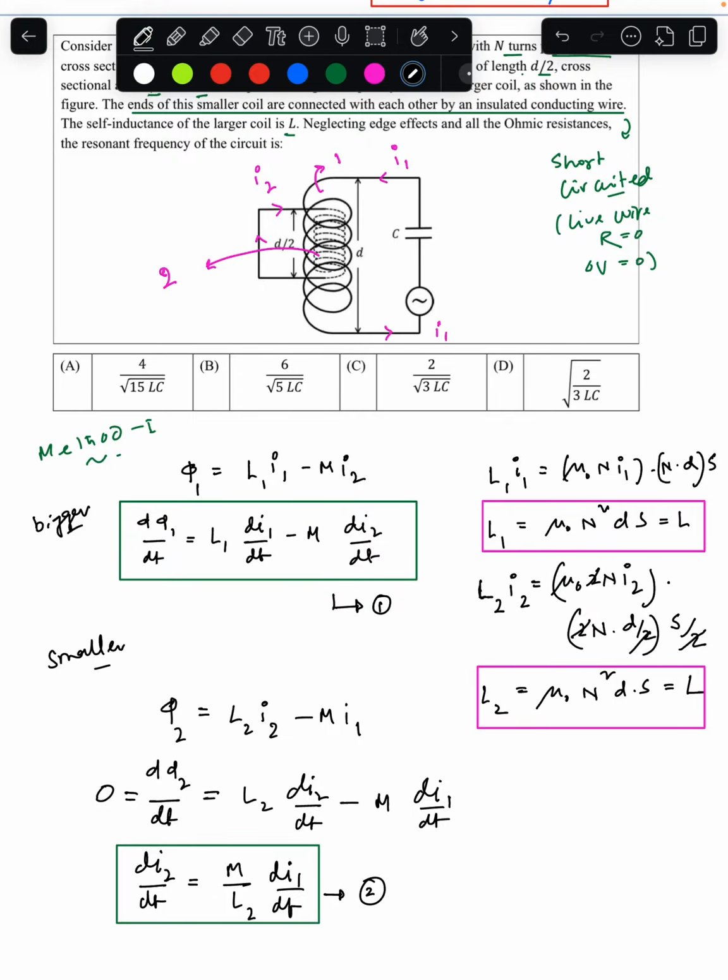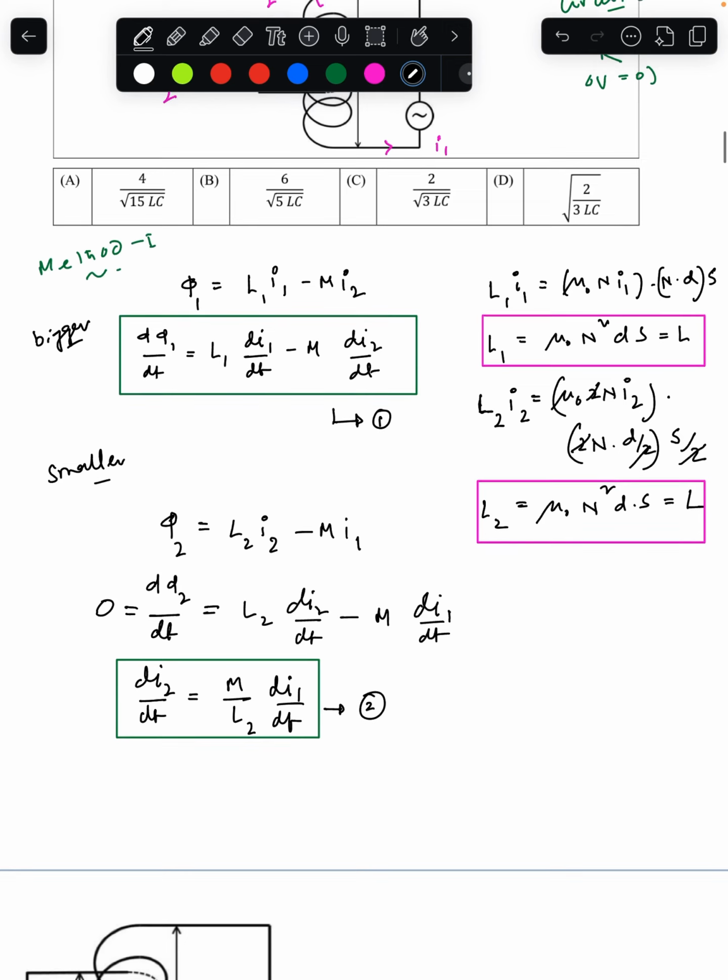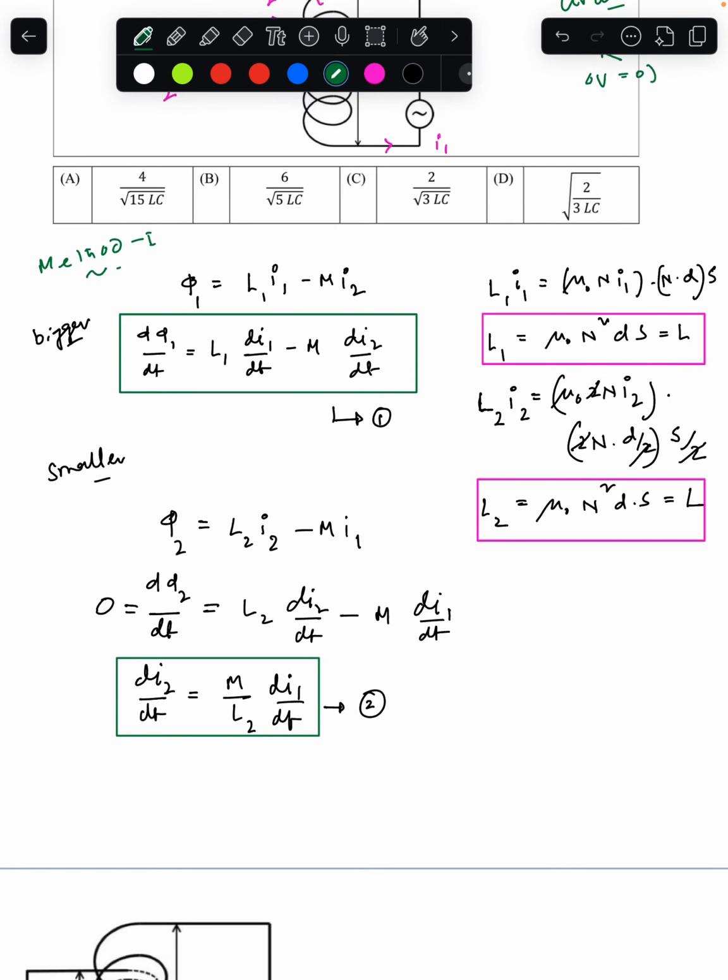Now I will go back to equation number 1 once again. So if I go back to equation number 1, so I'm writing from 1. From 1, what will I get? I will get d phi 1 by dt is equal to L1. If I substitute the value of di2 by dt in this equation, I get L1 minus m square by L2 into di1 by dt.